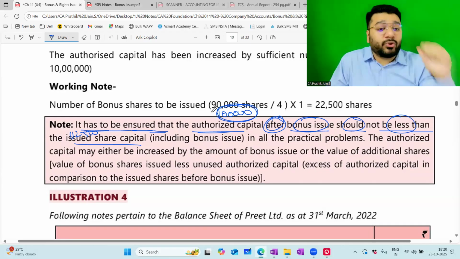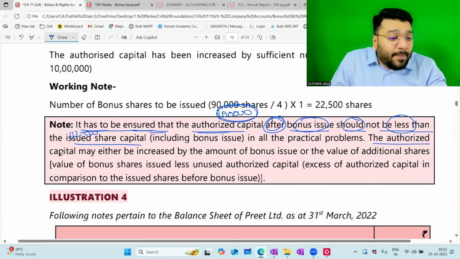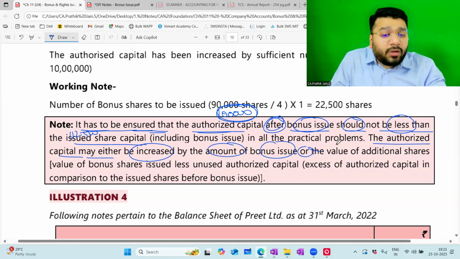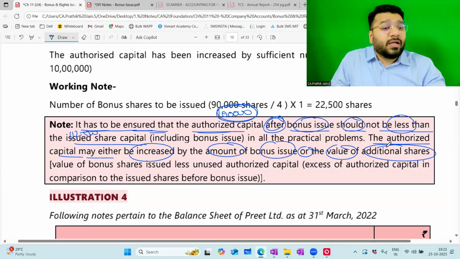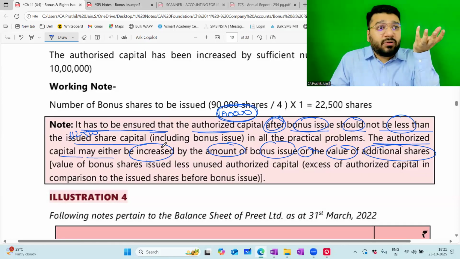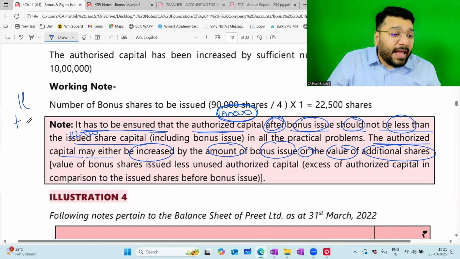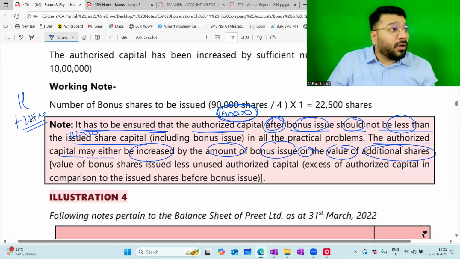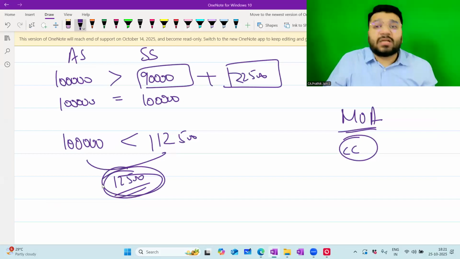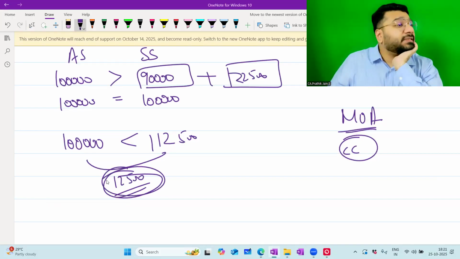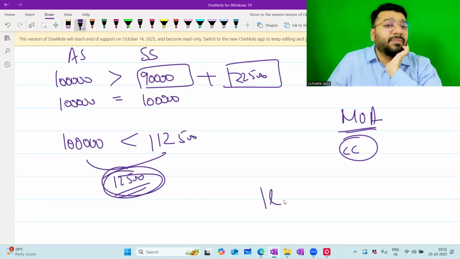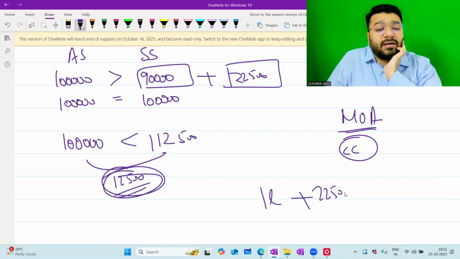If it is less, what are you supposed to do? The authorized capital will be increased by the amount of bonus issue or the value of additional shares. Either whatever is the bonus issue, 22,500 shares, further you can increase from 1 lakh. 1 lakh plus 22,500 you can issue. Or what is the actual difference? 12,500. Any one you can increase. 1 lakh is the limit. If I increase 22,500, my limit becomes 1,22,500.